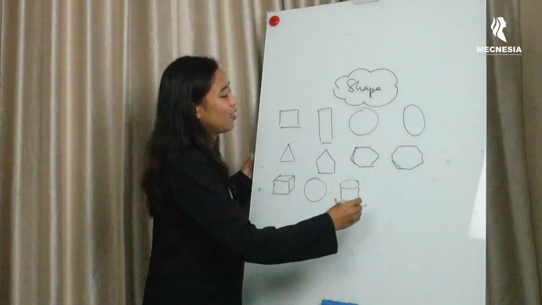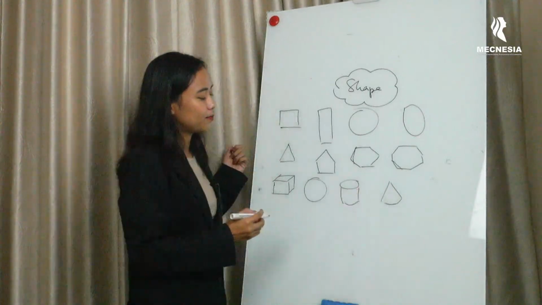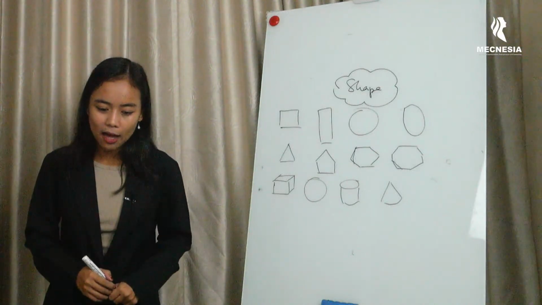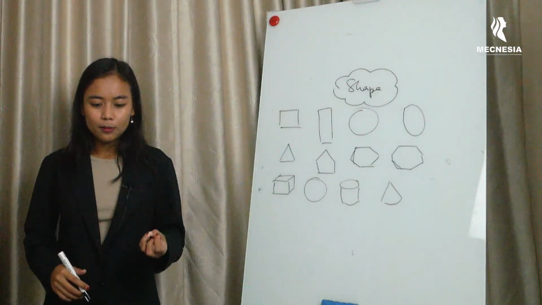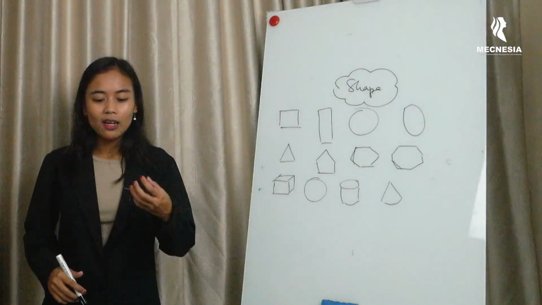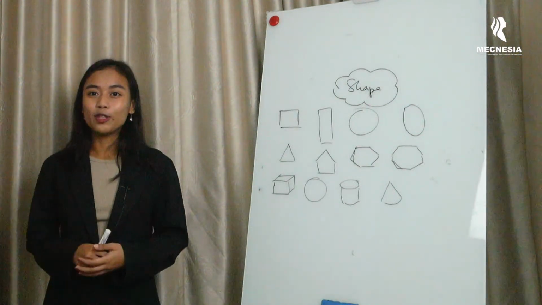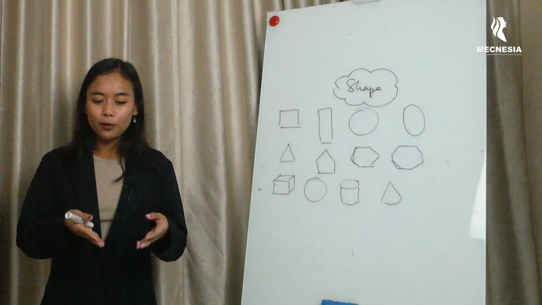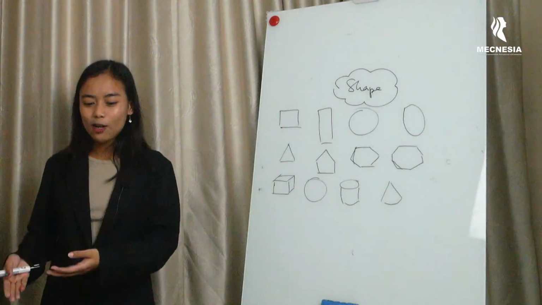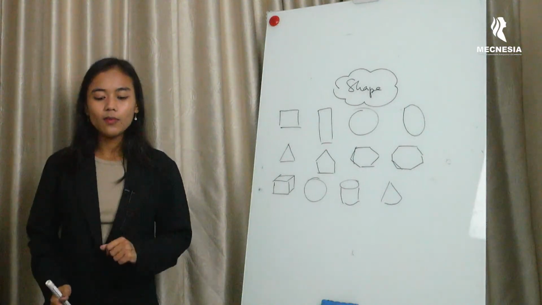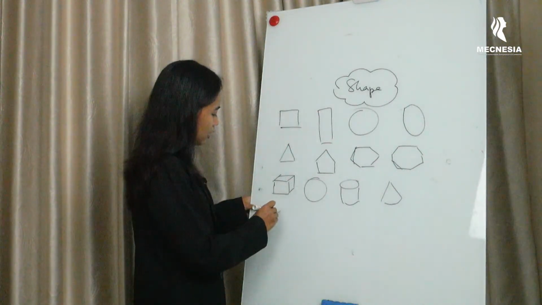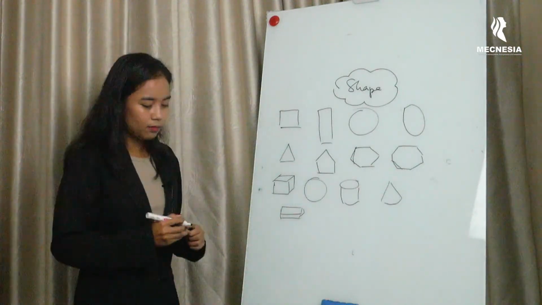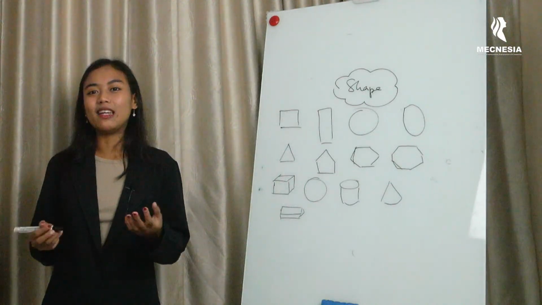Cone is kerucut. Let's say it. Cone. Next we have rectangular prism. Prism. One more time. Rectangular prism. Rectangular prism is prisma. Prisma persegi panjang. And the last we have pyramid.